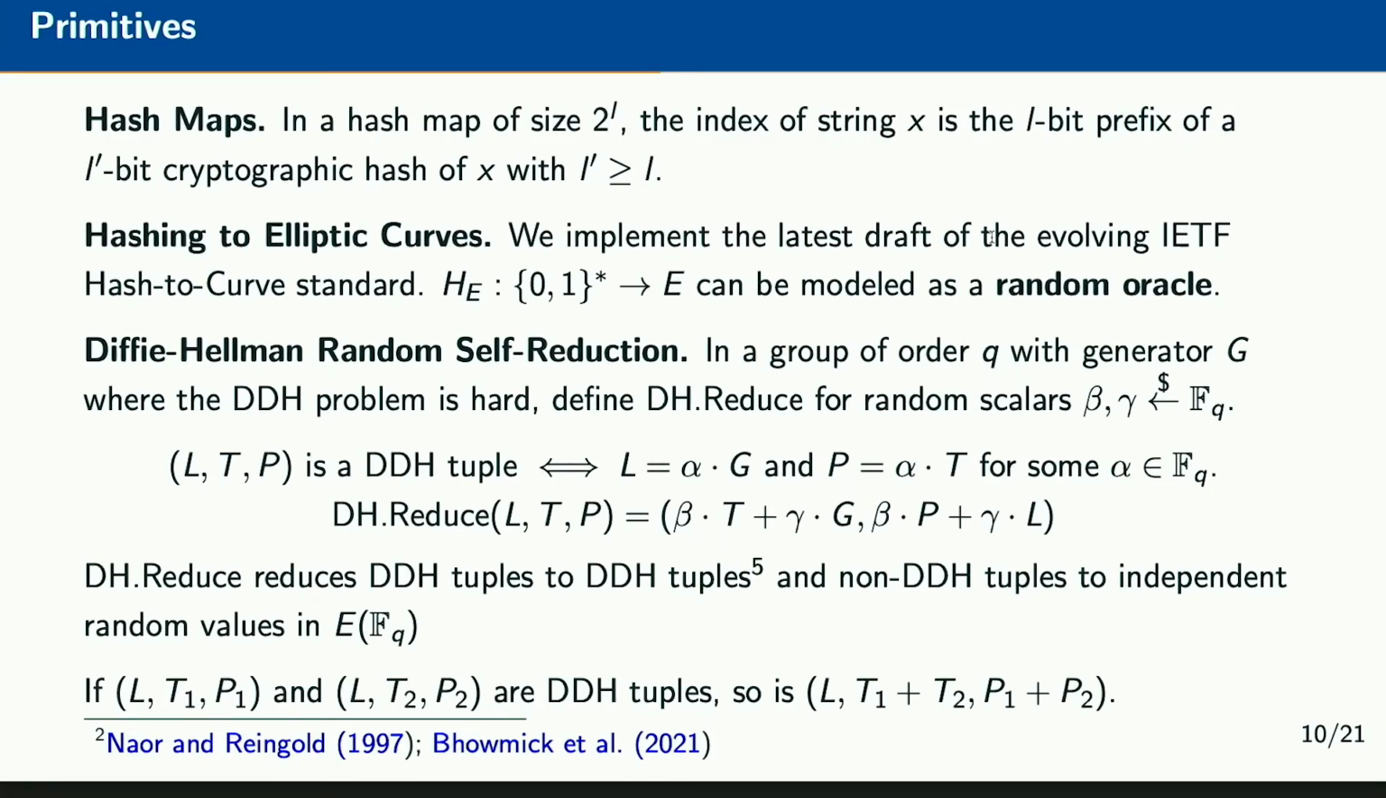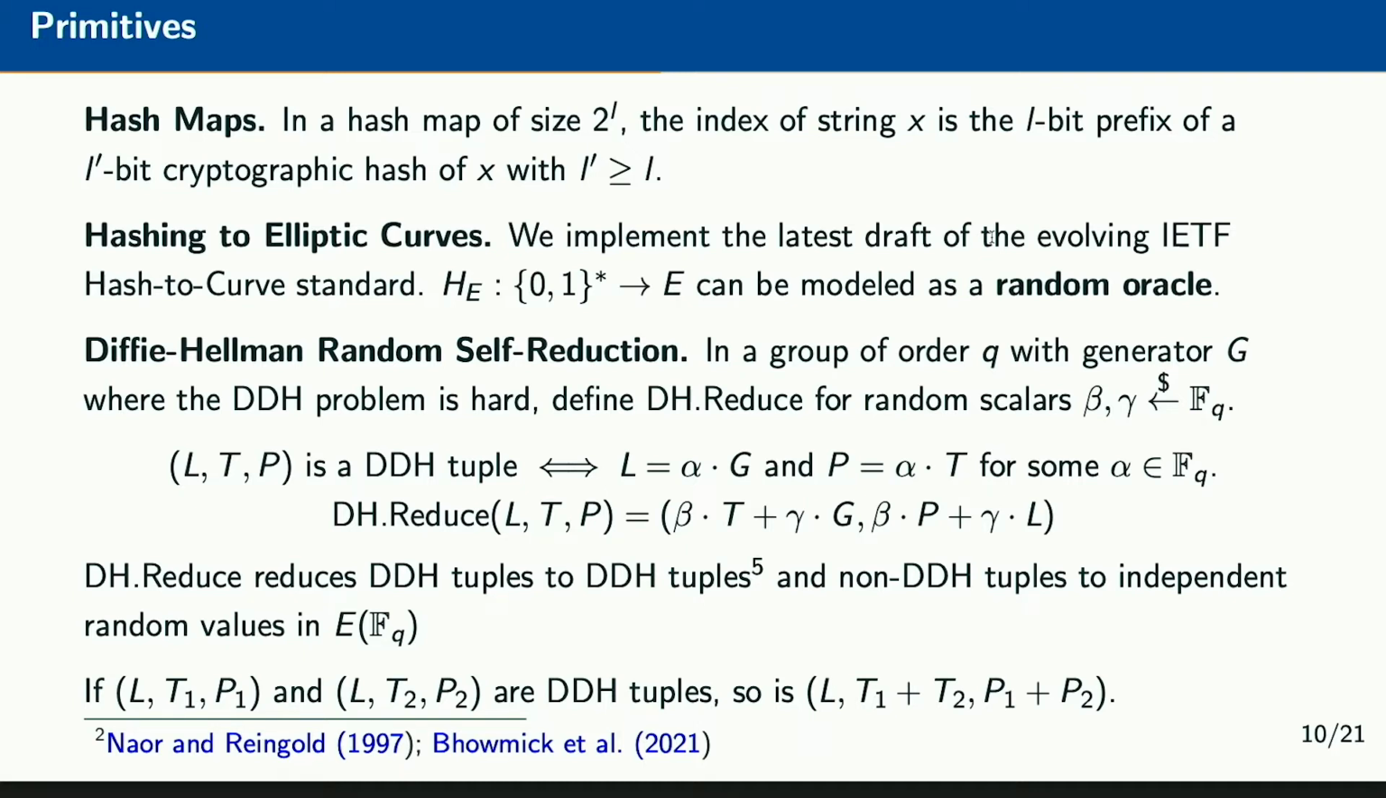So we require hash maps, which place a value at an index derived from a cryptographic hash of the value. We also require hash to elliptic curve functionality. For that, we use the current draft of the IETF standard, which can be modeled as a random oracle. As in the Apple PSI system, we require the Diffie-Hellman random self-reduction.